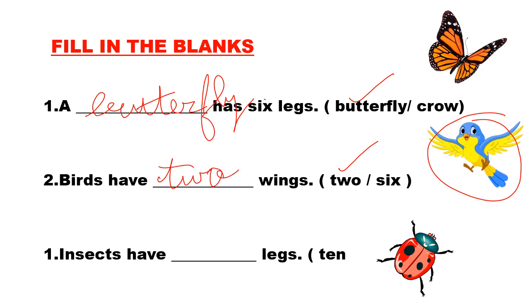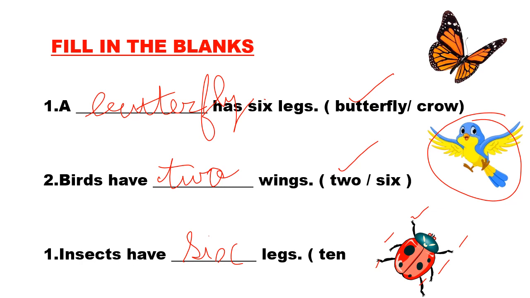Next, insects have dash legs. How many legs? Insects have 6 legs. As you can see in this picture, this is an insect, and how many legs? 1, 2, 3, 4, 5, 6. So insects have 6 legs.